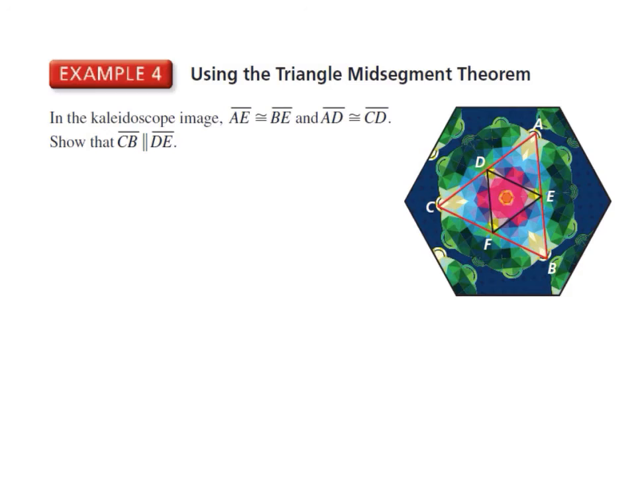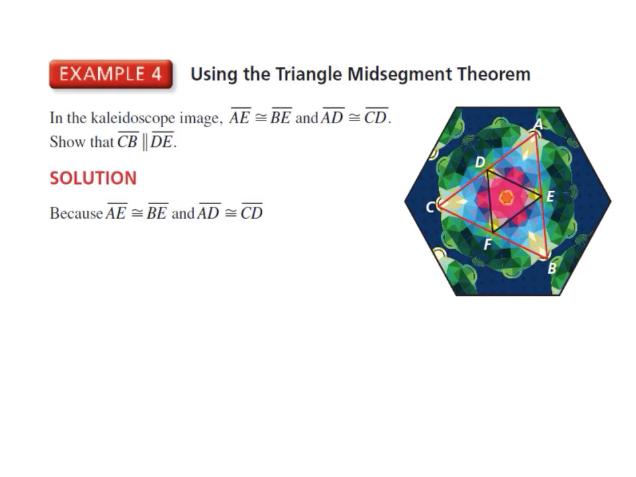All right, let's take a look at a new example. In the kaleidoscope image, segment AE is congruent to BE. AD is congruent to CD. We want to show that CB is parallel to DE. Well, we start with what we're given.